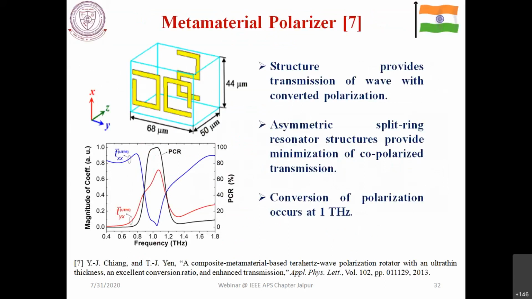You are having a structure like this. After moving to this one, the polarization angle of the field is changed by an angle of 90 degrees, right? That means the wave is propagated along this direction, but the direction of the electric field is rotated by 90 degrees, right? So this kind of structure was first proposed in the terahertz domain in 2013.